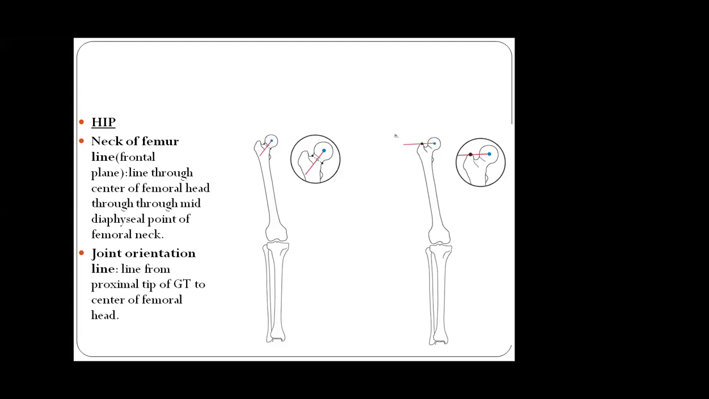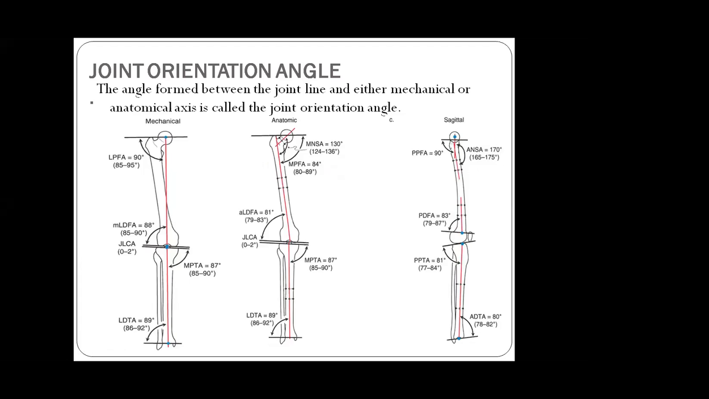Next, the joint orientation line of the hip joint. It is the line which is drawn by connecting two points. The first point is at the tip of the greater trochanter, and the second point is at the center of the femoral head. The line drawn by connecting these two points is the joint orientation line of the hip joint in the frontal plane. After completing all the mechanical and anatomical axes, joint center points, and the joint orientation lines, I would like to go to the joint orientation angles.